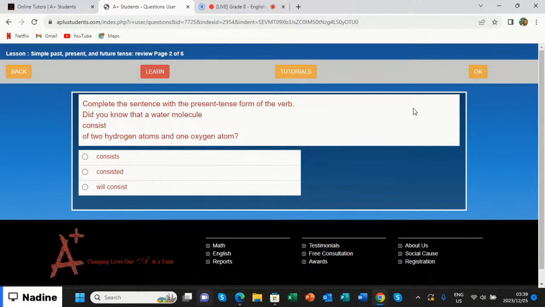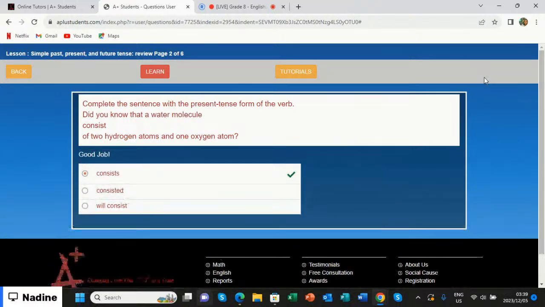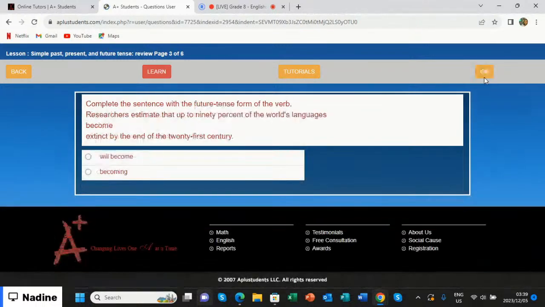So we need to complete the sentence with the present tense form. So do we say consists, consisted, or will consist? And yes, well done. We'll say consists of 2 hydrogen atoms and 1 oxygen atom. So consists is, we basically just added an S.